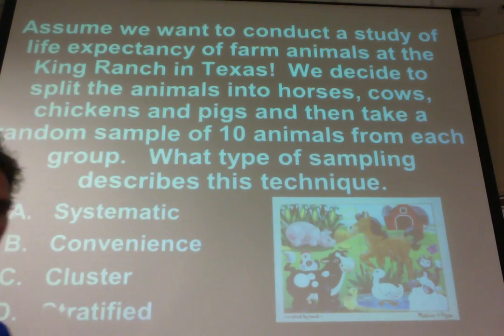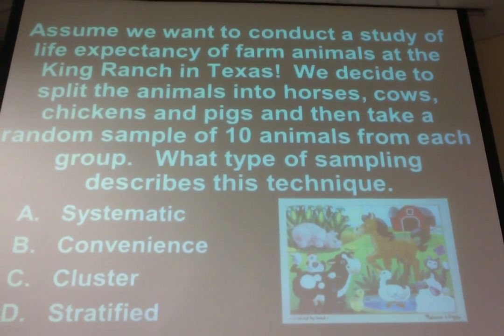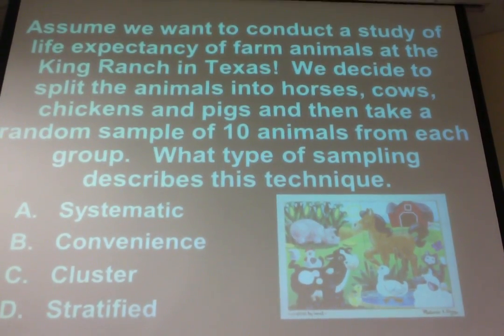Okay, so here's one for you. Which one is it? Systematic, convenience, cluster, or stratified? Assume we want to conduct a study of life expectancy of farm animals at the King Ranch in Texas. We decided to split the animals into horses, cows, chickens, and pigs, and then take a random sample of 10 animals from each group. What type of sampling describes this technique? A, B, C, or D?